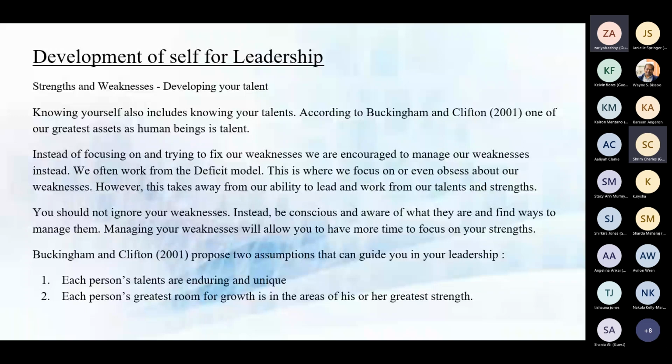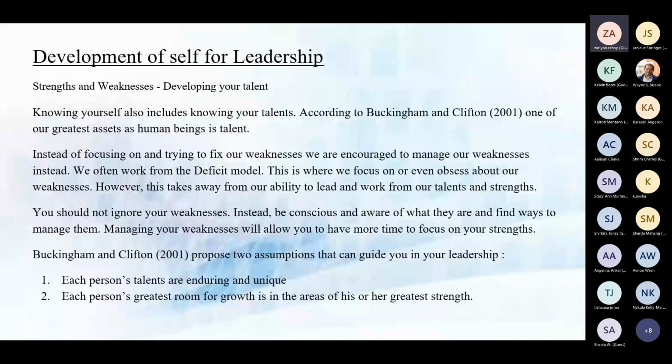Even in school, when you're learning something, if you're not good at something, you kind of dwell on that and obsess about that instead of trying to manage it and focus on those things that we are very good at. So what they say is that this takes away from our ability to lead and to work from our talents and strengths. So we don't have to try to fix our weaknesses. We just have to learn to manage them.